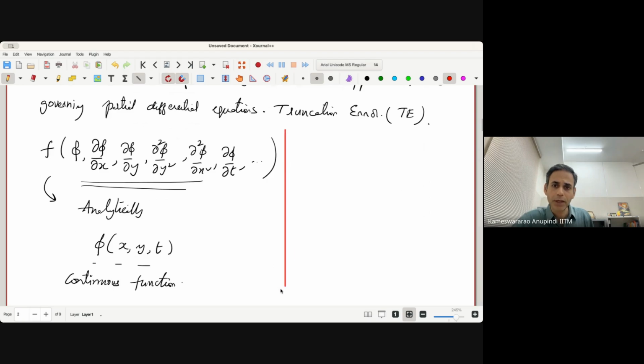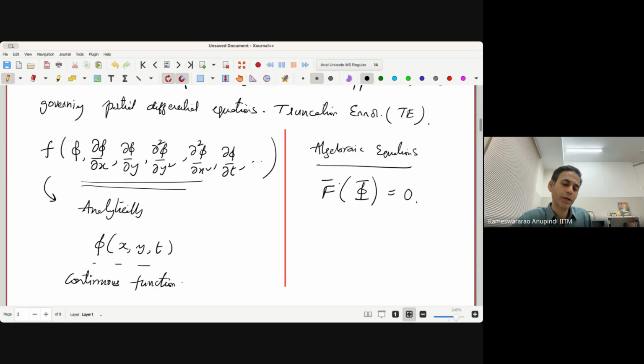But on the other hand, if you look at the corresponding algebraic equation, if we have converted all these things into a set of algebraic equations, then we may end up with some function capital F. This could be either linear or nonlinear depending on the case, but it's a function of some capital phi. When I say little phi here, we can also say capital phi equal to 0. So this is basically some function capital F bar of phi equal to 0. Again, phi is a function of space and time.